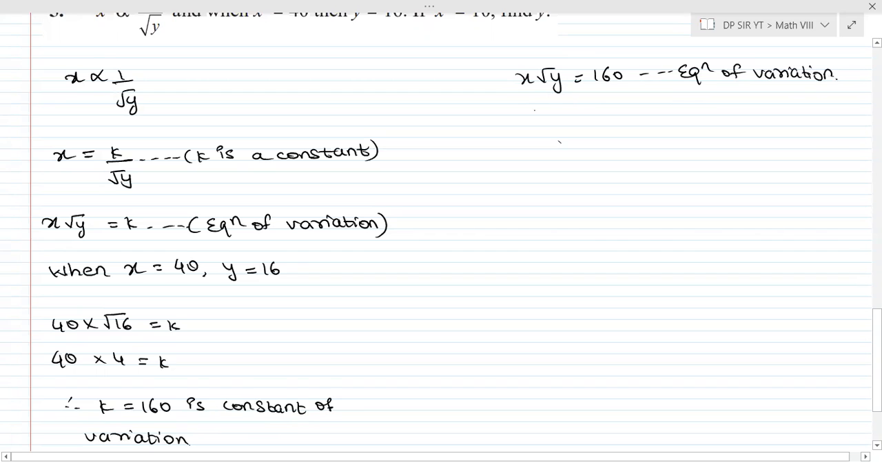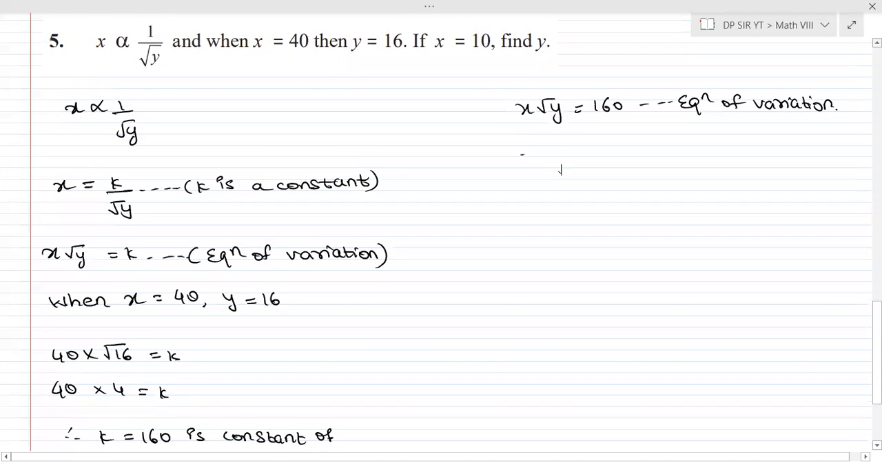Equation of variation. Therefore, 40 into root 16 is equal to k. Or you can write it as 40 into 4 is equal to k. Whatever. So this was already written earlier. Now what is the question asking me to do? My question is asking: when x is equal to 10, find the value of y. So simple. When x is equal to 10, y is equal to what?